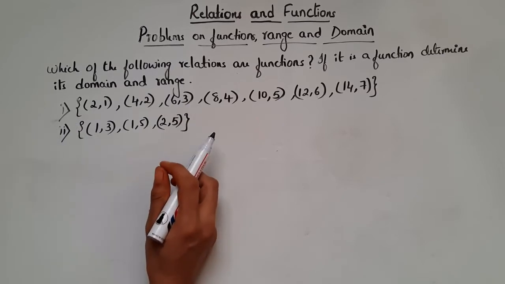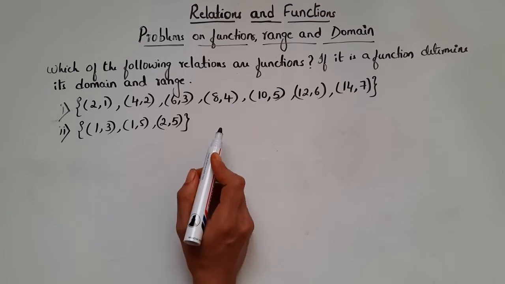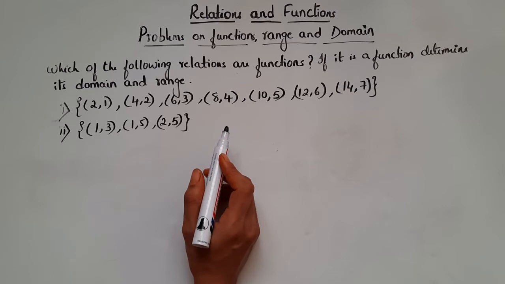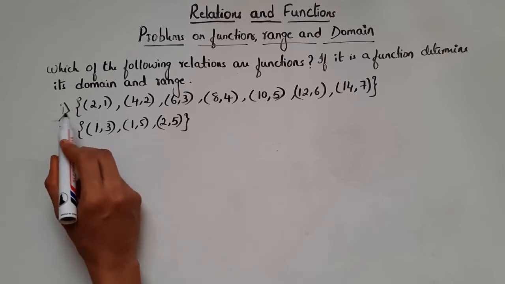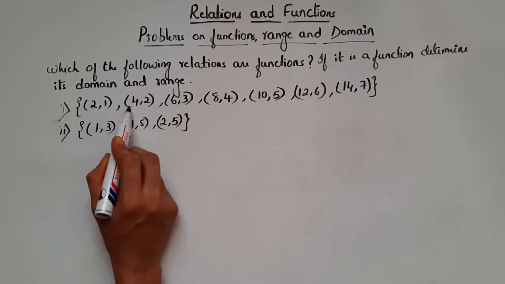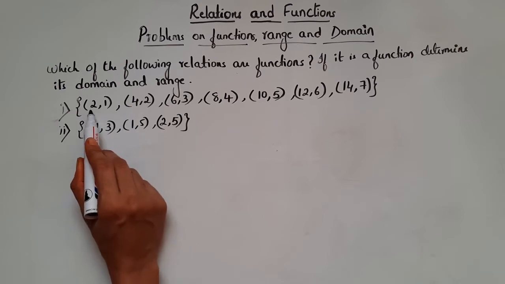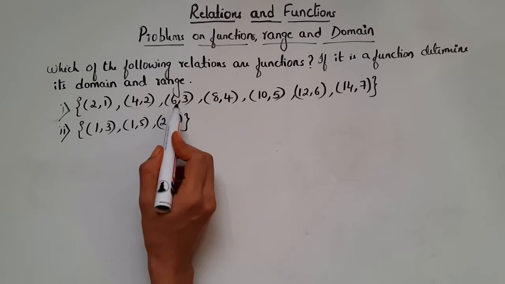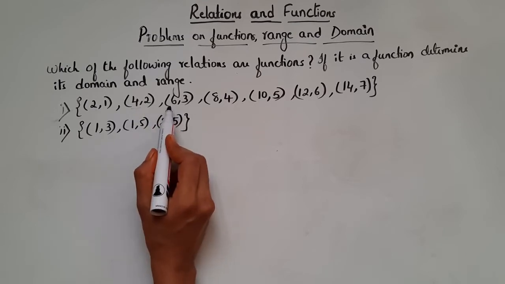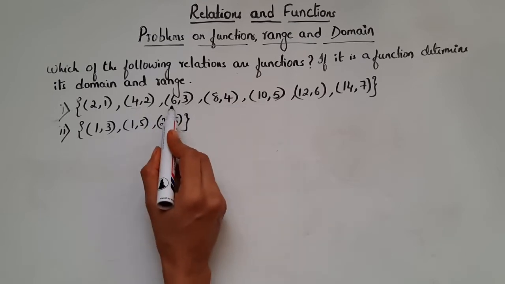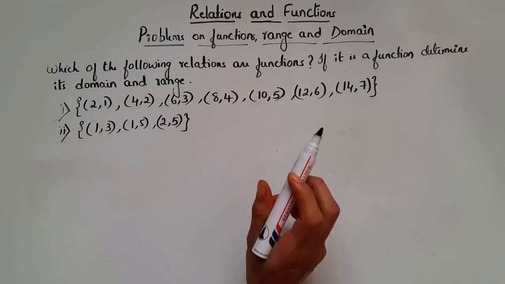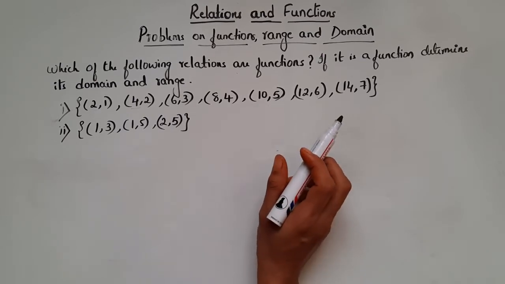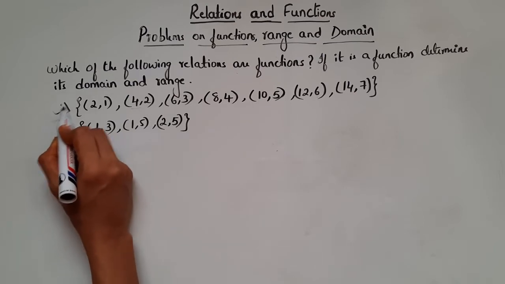So we know for a relation to be a function, we know the condition. No two distinct ordered pairs should have same first element. If you take the first one, here if you see in any two distinct ordered pairs, the first element is not same. Here we have 2 and 4. If you take these two pairs, here 4 and 6. Or if you take this and this pairs, here you have 6 and 10. So no two distinct ordered pairs have same first element. So therefore we can say this is a function.